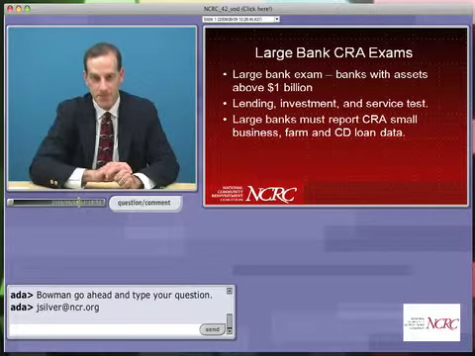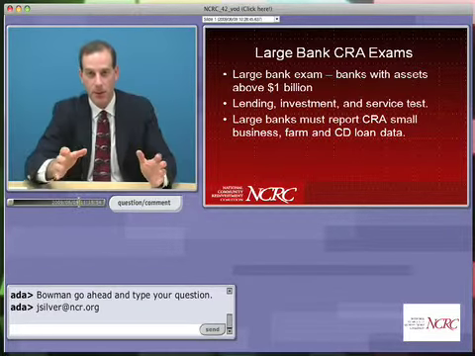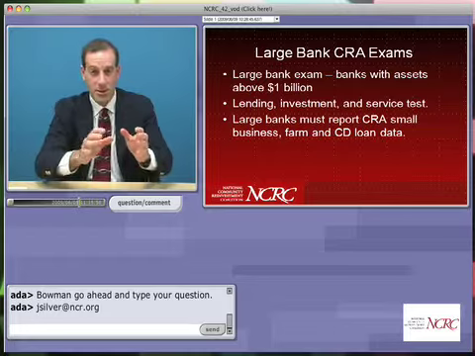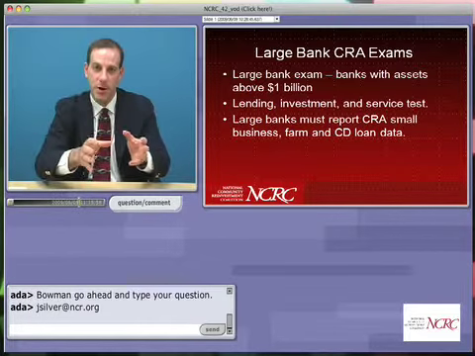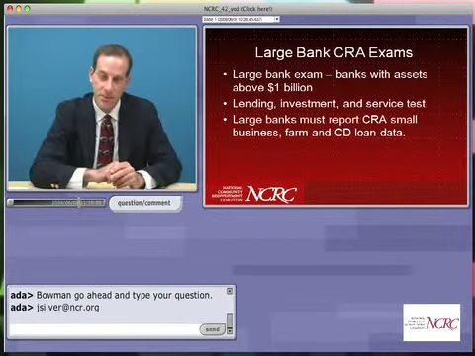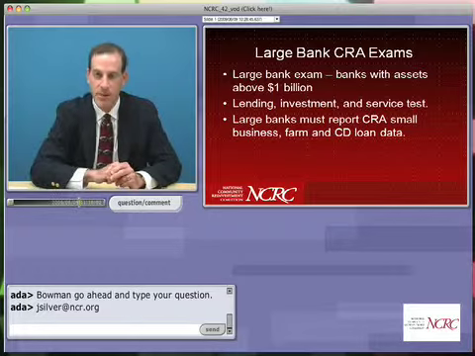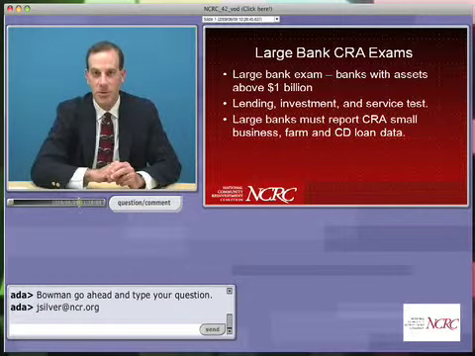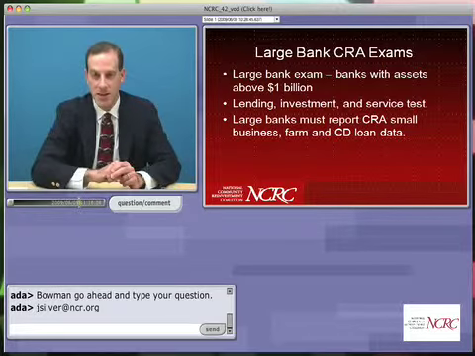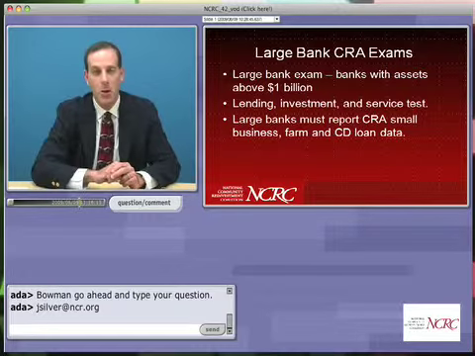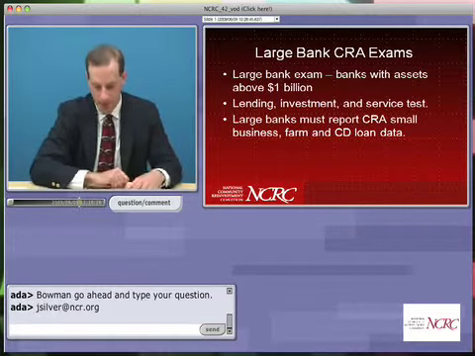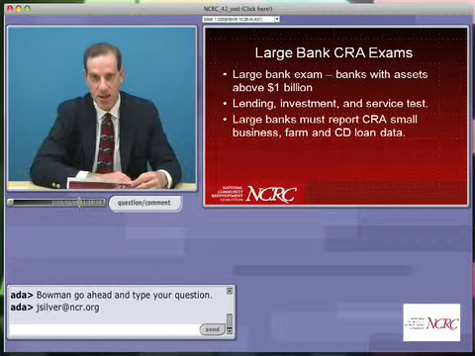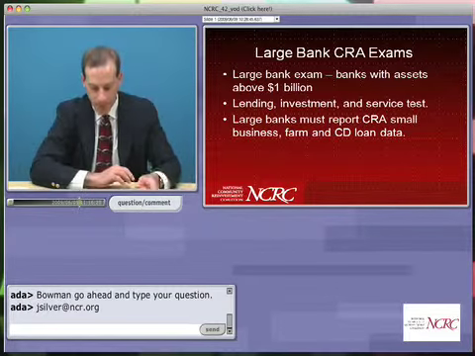The large banks, all the banks report the home loan data. Well, I should say the great majority of banks report the home loan data unless you have assets of below $37 million, approximately. Virtually all the banks report the home loan data, but it's only the large banks with assets above $1 billion that report the small business loan data or the community development loan data. So they have some additional data disclosure requirements as well. We go to the next slide.